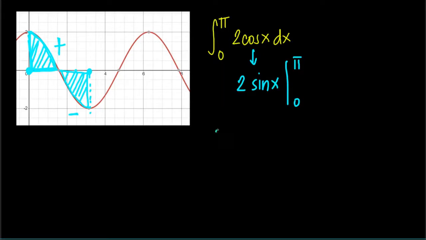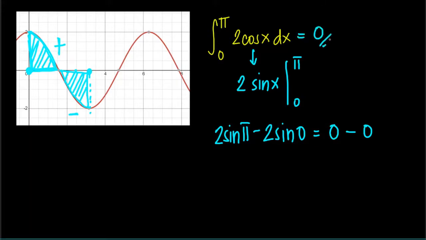And this becomes 2 sine pi minus 2 sine 0. 2 sine pi, if you input this to your calculator, will give you 0. Minus 2 sine 0, if you input it, that is also 0. So, the answer is 0. Okay. So, yeah, that's the definite integral of 2 cosine x from 0 to pi.